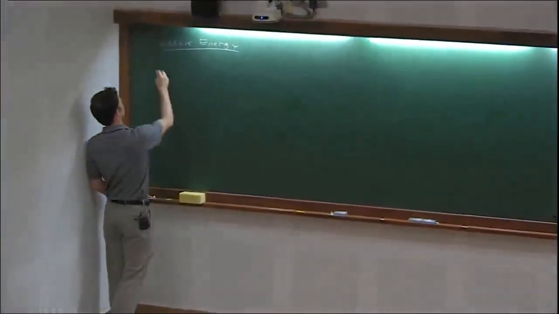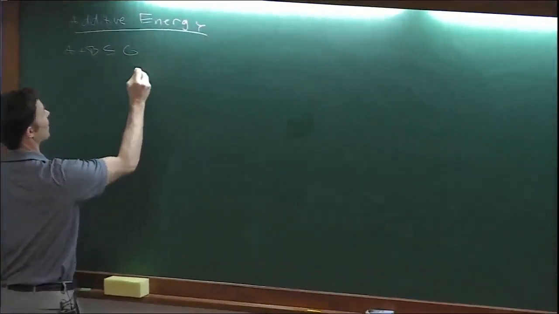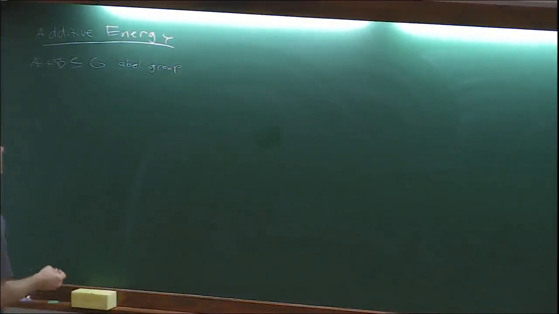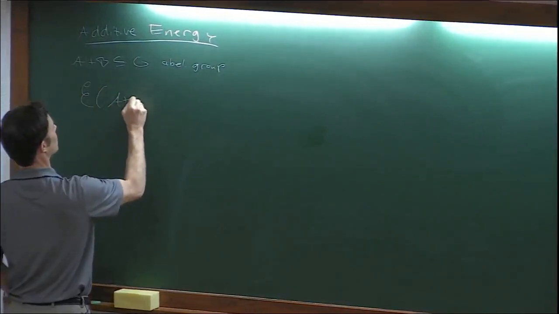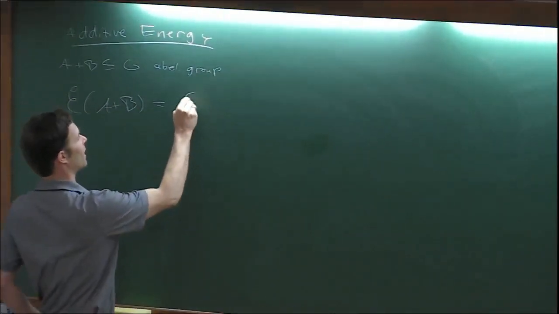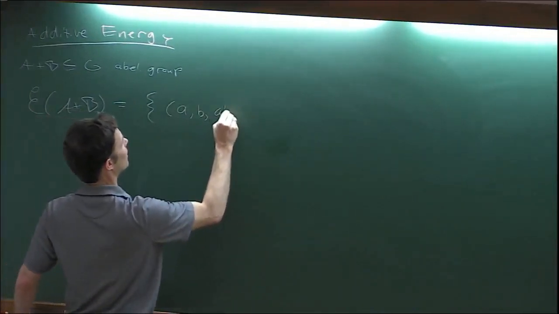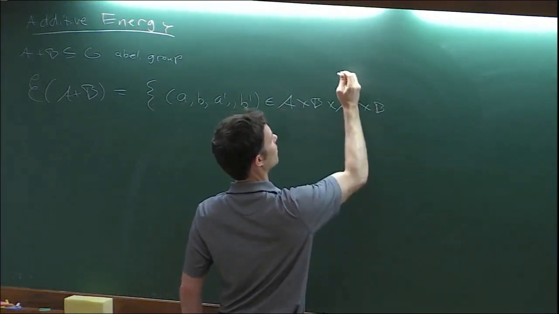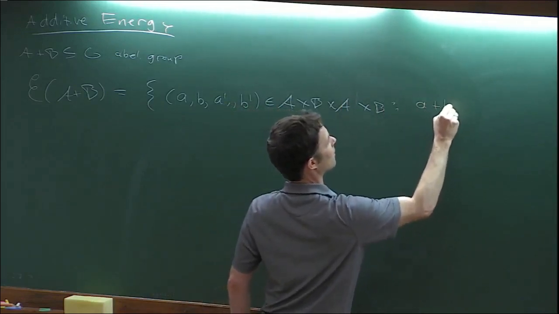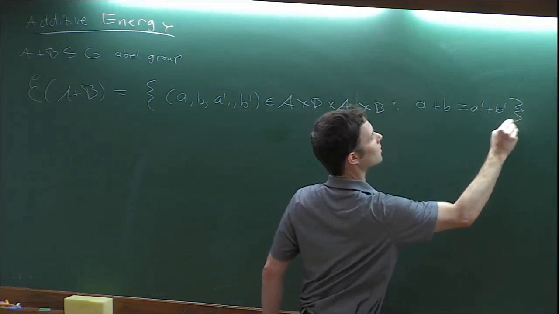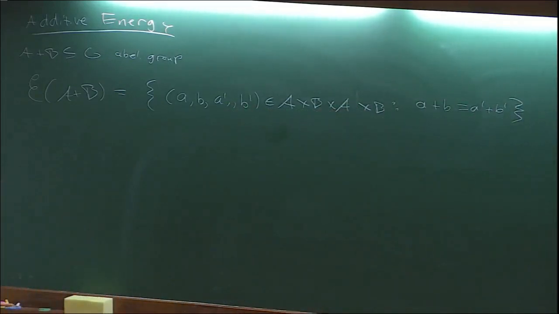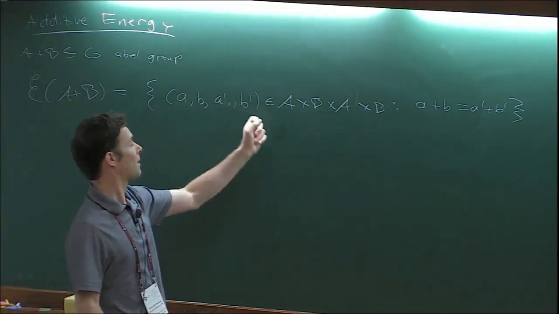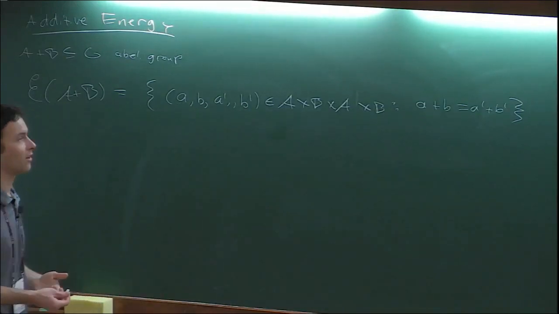So we have our sum set A plus B, living inside our abelian group. And now let's define the additive energy of the sum set to be all these ordered pairs of the form (a, b, a', b') in A cross B cross A' cross B', which have the same sum. So we're basically looking at, you know, there are lots of possibilities of choice of a inside A, b inside B, another one a' inside A and b' inside B, that they may have similar sums. So this is sort of counting the number of relations.